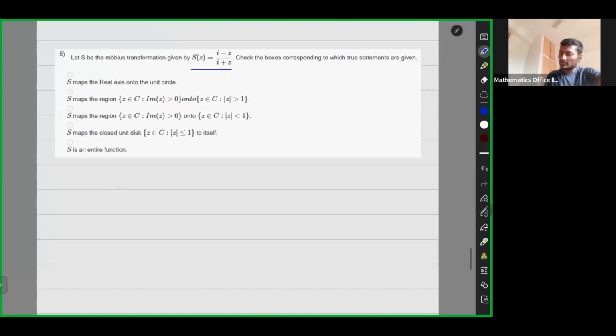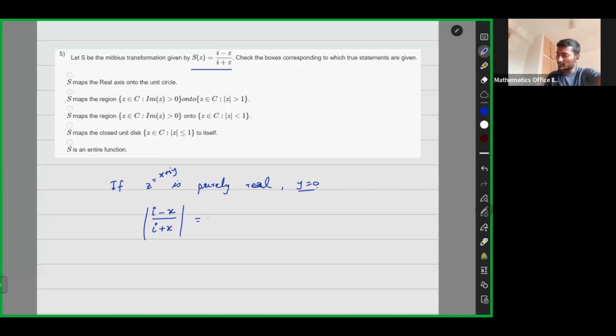When we take a real value of z, what does it become? If z is purely real, because it is a complex number, we are just considering when it is purely real, what happens? z is equal to x plus iy, and y is equal to 0. In this case only x appears. So it is (i minus x) divided by (i plus x), and we take the modulus of this.